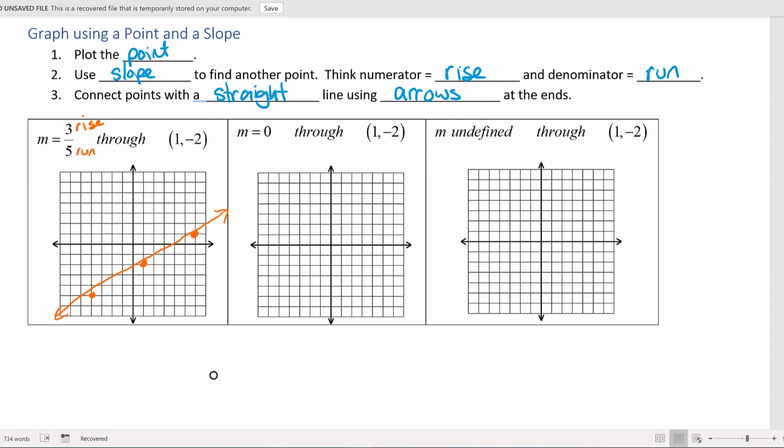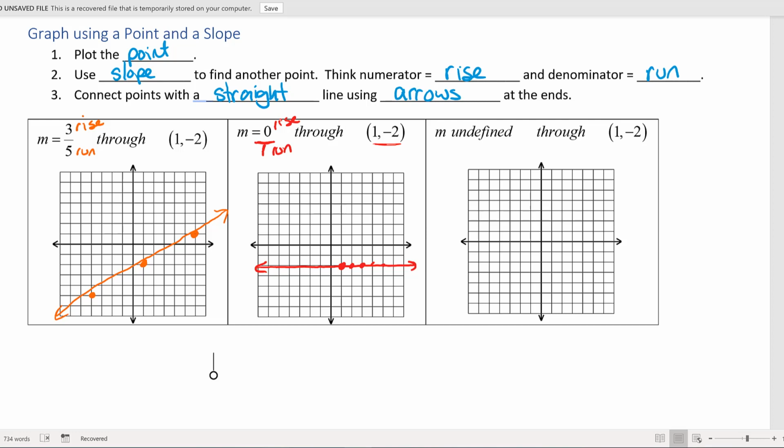For the next problem, I'm going to start with my point 1 comma negative 2, and then I'm going to do my slope, which is rise over run. So my rise is going to be 0 and my run is going to be 1, because any whole number can be rewritten as a fraction by putting over 1. So I'm going to rise nothing and run 1. Rise nothing again, run 1. I can do that as many times as I want, and I'm going to get a horizontal line. Or you could just know that 0 is going to be a horizontal line.